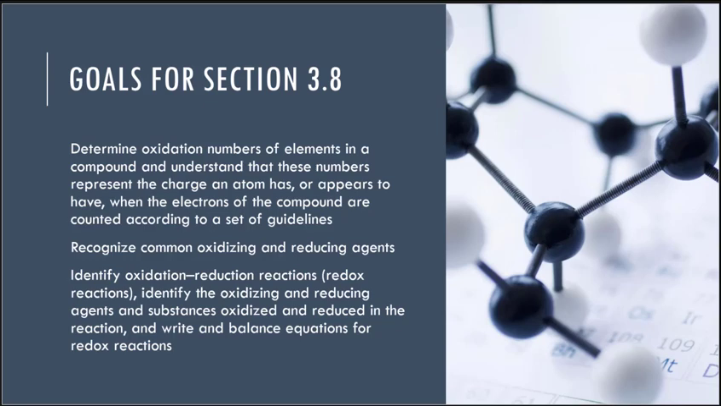Our final section in this chapter is about oxidation reduction reactions. So we're going to be able to determine oxidation numbers of elements in a compound and understand that these numbers represent the charge an atom has or appears to have when the electrons of the compound are counted according to a set of guidelines. We're going to recognize common oxidizing and reducing agents and then identify oxidation reduction reactions, also called redox reactions. Identify the oxidizing and reducing agents and substances oxidized and reduced in the reaction, and then write and balance equations for redox reactions.